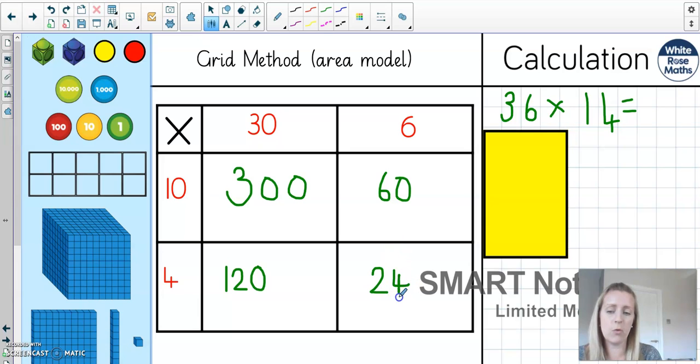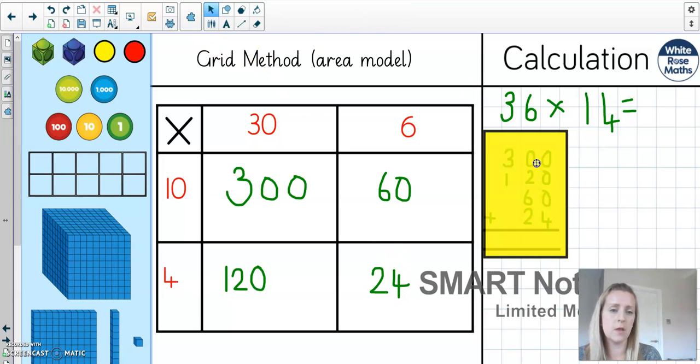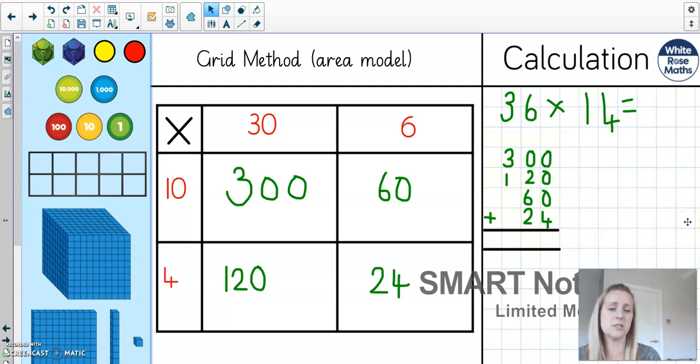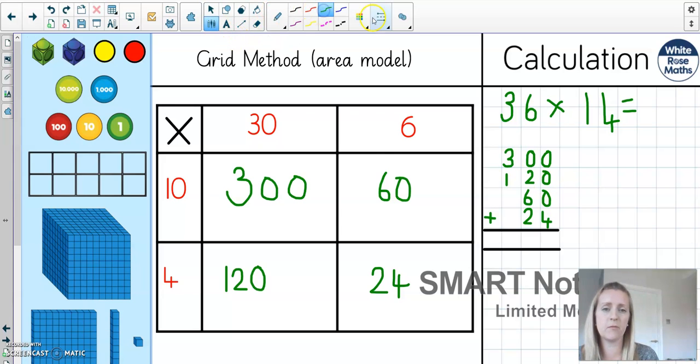So there are my 4 answers that I now need to add together. I've written them in columns in the correct place, and I can now go about adding them up. 0 add 0 add 0 add 4 equals 4. 2 add 6 add 2. So 2 add 6 is 8, plus that 2 is 10. So I put my 0 here and carry the 1.